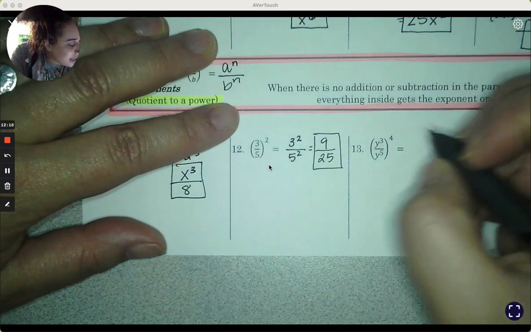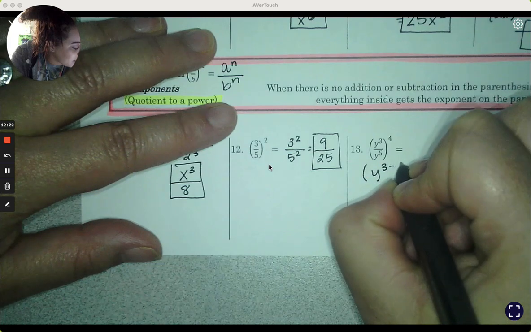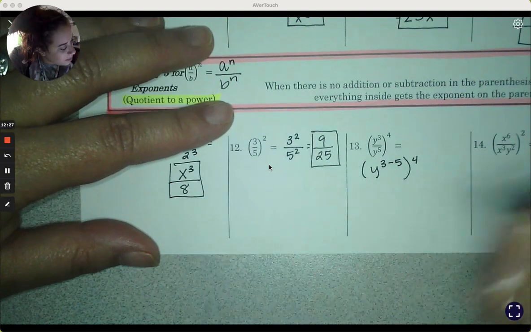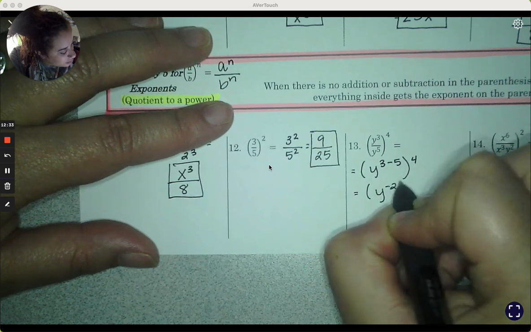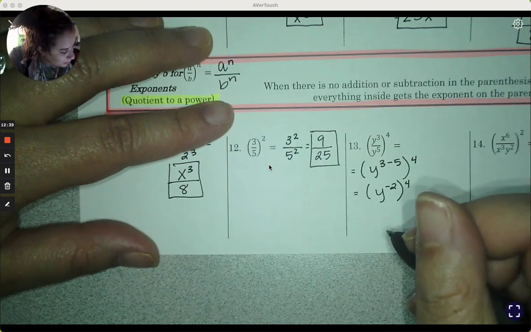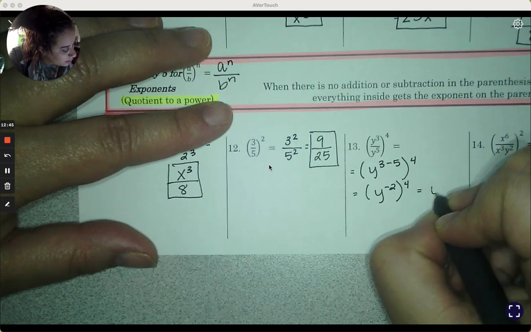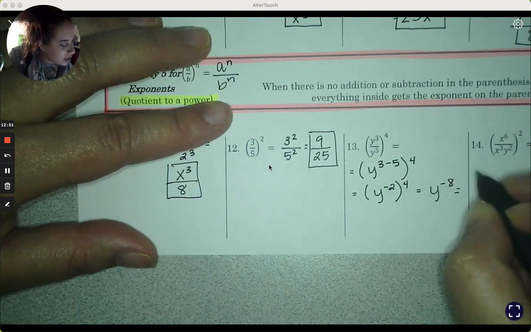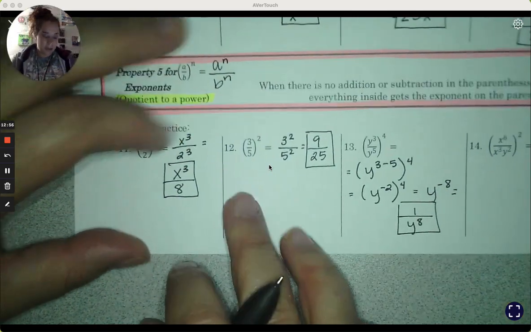So I'm going to take, so how do I want to rewrite this? Y to the 3 minus 5 to the 4th, because that's still there. That becomes y to the negative 2 to the 4th. Okay. Which becomes y to the negative 8. Because it's a negative exponent, I need to change it. So 1 over y to the 8. Okay.